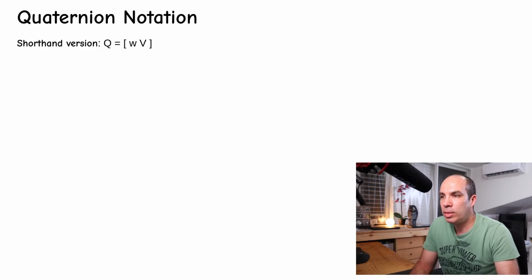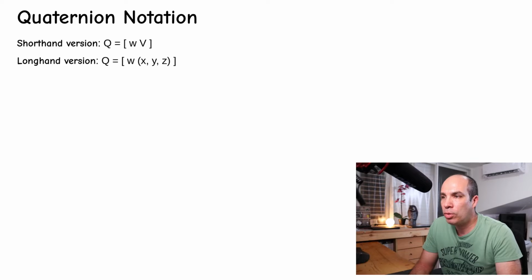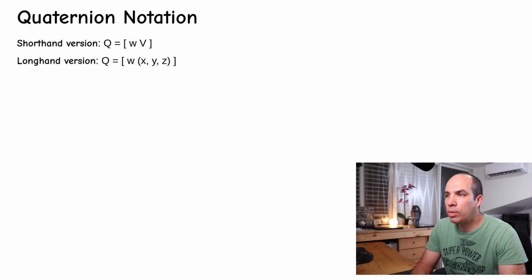The quaternion is composed of a scalar component denoted W and a vector denoted V. The following short and longhand versions are equivalent. The quaternion represents a rotation around a vector. You might be thinking that V is this vector and W is the rotation angle, but actually they are not.